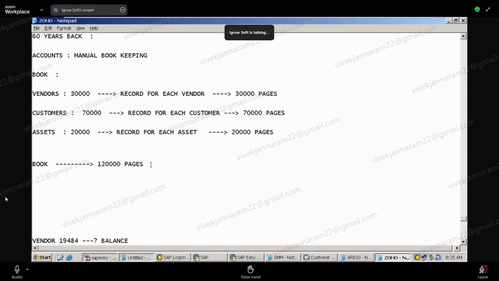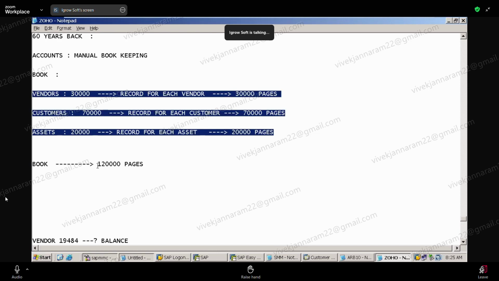So imagine one book where we are maintaining 1,20,000 pages. All this I am maintaining in this only. So horrible, na? Someone asking about vendor, 1,20,000 pages. Someone asking about customer, again 1,20,000 pages. Someone asking about asset, again 1 lakh. So it has come to a stage where it has become impossible to maintain everything in one book. Nearly impossible, sir. Right? 1,20,000 pages. So they decided that better we will keep them separate.